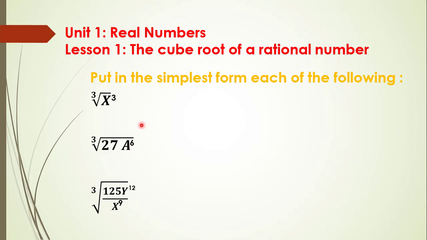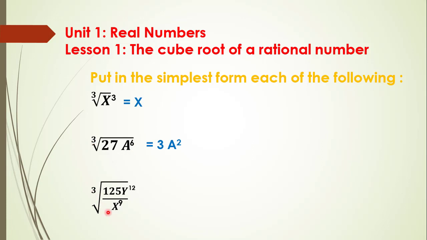Let's start with the first one. The cube root of x to the power 3. It means I'll divide 3 by 3, which equals 1. So the result will be x to the power 1, or x. The second one, the cube root of 27 a to the power 6. The cube root of 27 we know is 3. A to the power 6, I'll divide 6 by 3, which is 2. So 3a to the power 2.